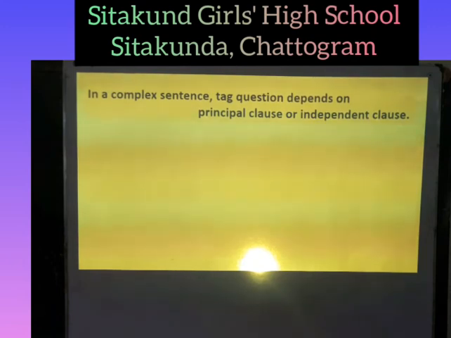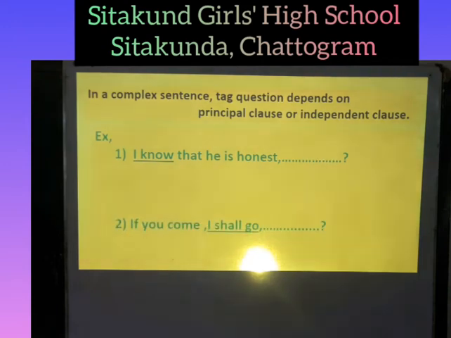In the next slide, in a complex sentence, tag question depends on principal clause or independent clause. In the previous slide, I told you again and again. Now I am discussing about it through one more examples. Dear students, you are looking, I know that he is honest, and if you come, I shall go.